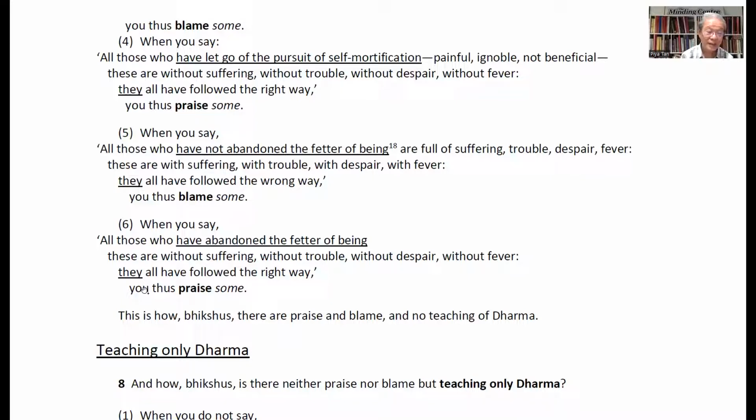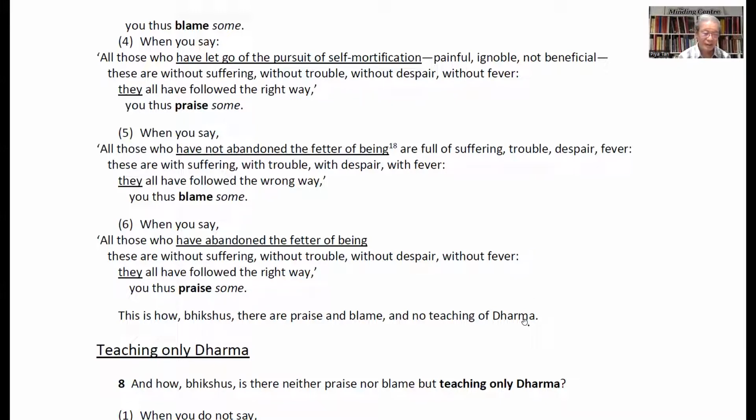You thus praise some. Now notice here, this teacher, this preacher is not really saying anything wrong, but he's not putting it completely correctly either, because some people may like it, some people may not like it, because he's focusing on the person. So in this case, praise some, blame some. This is how, bhikkhus, there are praise and blame, and no teaching of Dhamma. So the Dhamma is not really effectively taught. The basic idea here is the teacher focuses on the people, the person doing it, not the action.